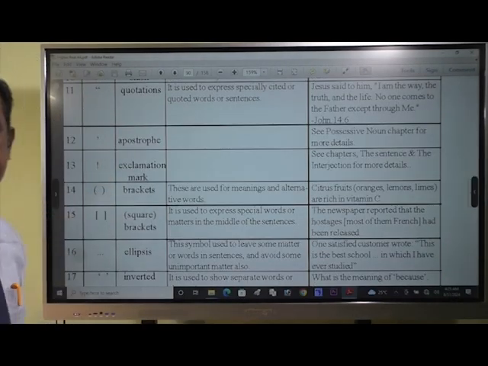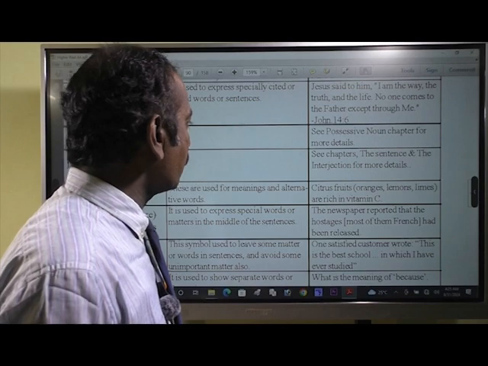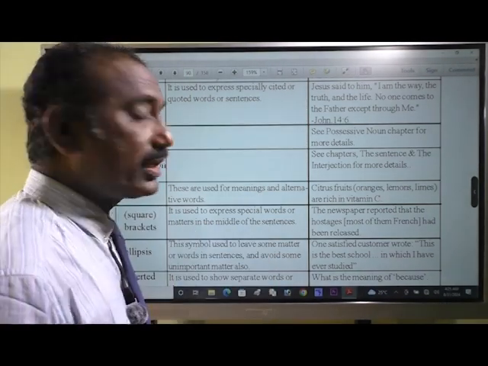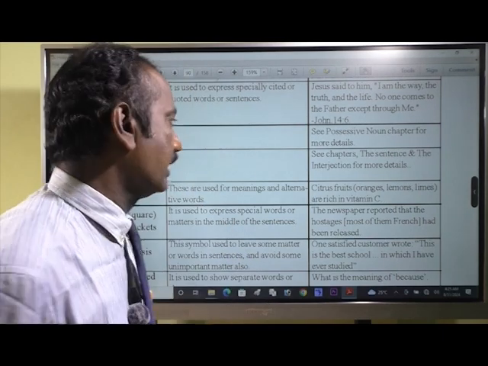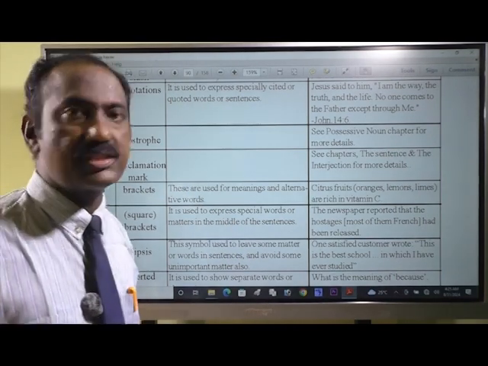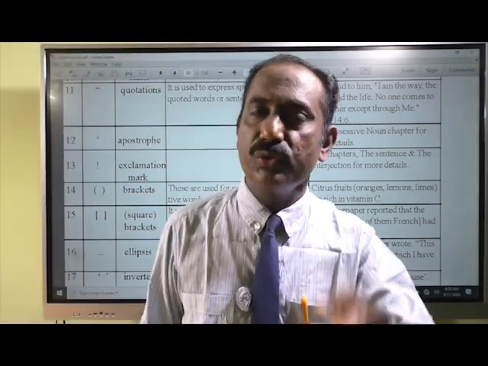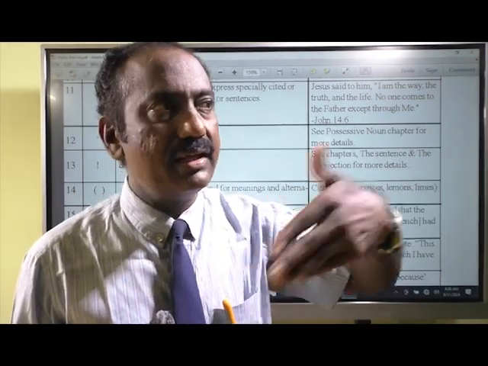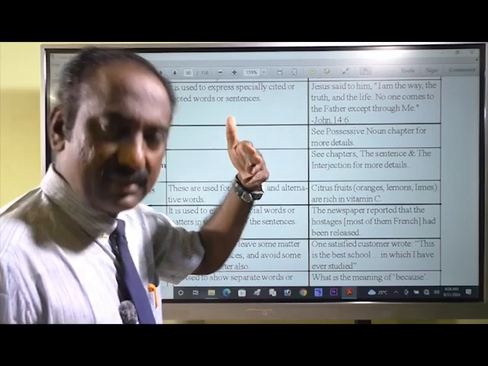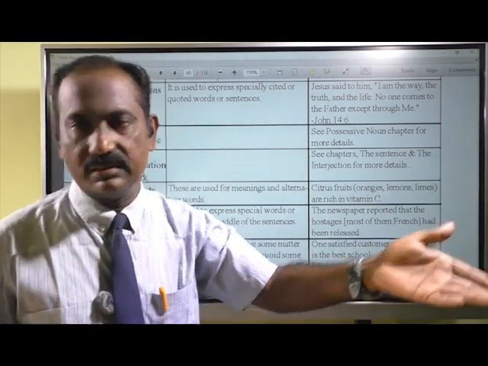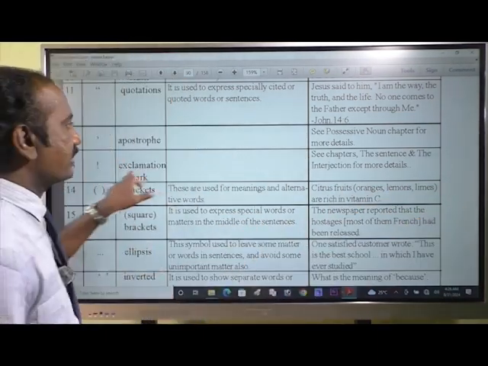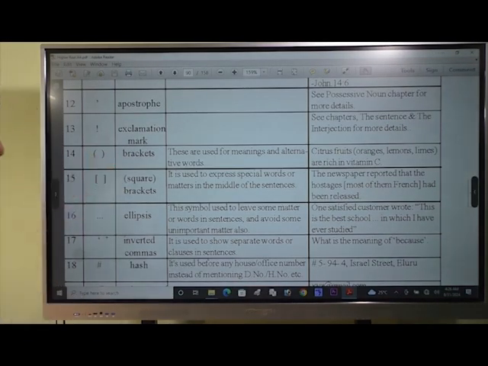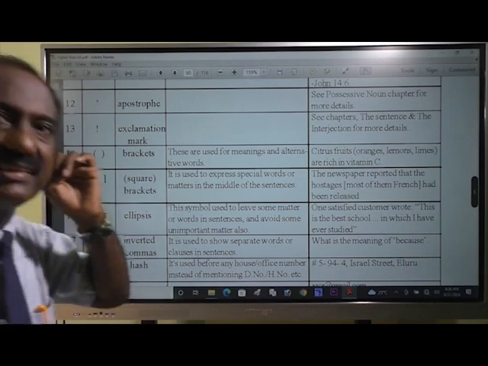Exclamation for surprises. Suppose, oh, what a surprise this is! What a beautiful flower! Alas, it is bad news! He always does abhorring things! Okay, in that way, we use exclamation. And then there are round brackets. Sometimes these are called parentheses also.